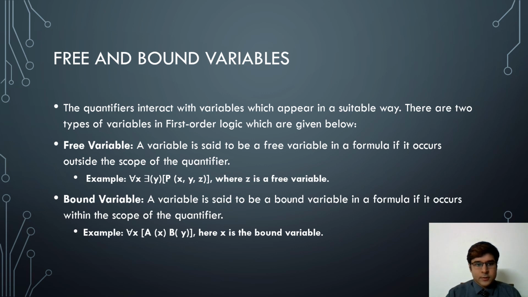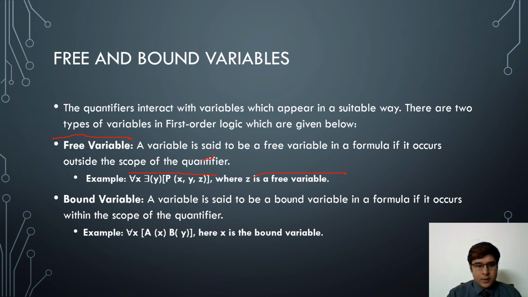Free and bound variables. The quantifiers interact with variables which appear in a suitable way. There are two types of variables in first order logic, which are given below. A free variable. So what is a free variable? It is a variable in a formula which occurs outside the scope of the quantifier. For example, we have this first order logic statement here: for all x and for some y, there is a predicate P which is known to be true for the terms x, y and z. So here, since z does not have a quantifier on it, it will be a free variable.